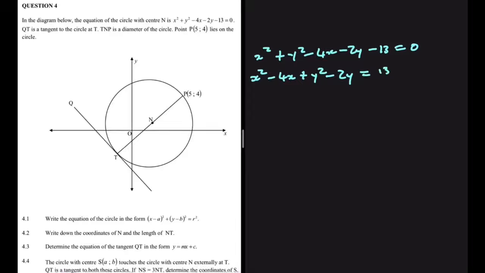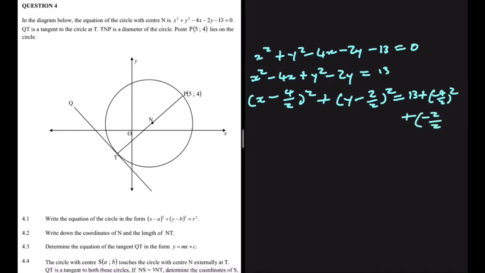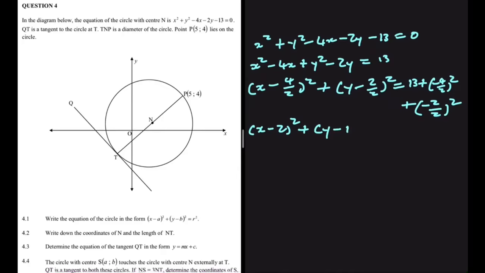The next step you probably want to take is to complete the square. What do we mean by that? So we have x minus 4 divided by 2 squared plus y minus 2 divided by 2 squared being equals to 13 plus minus 4 divided by 2 squared plus minus 2 divided by 2 squared. There we go. So we're going to have x minus 2 squared plus y minus 1 squared being equals to 18. So that is the equation of the circle.